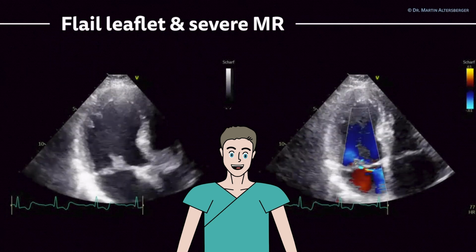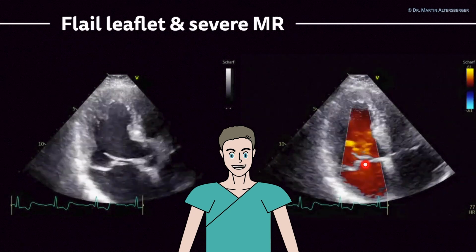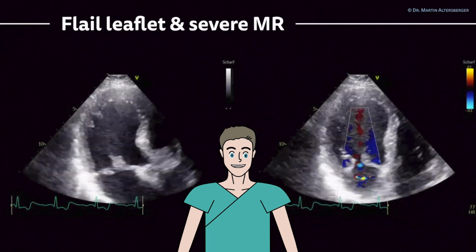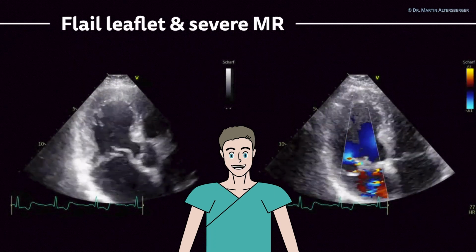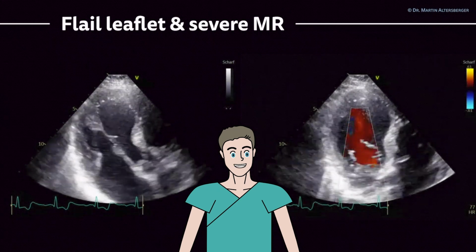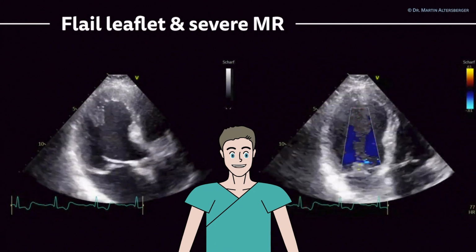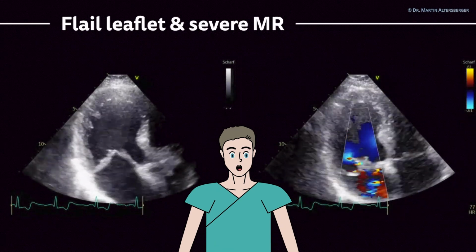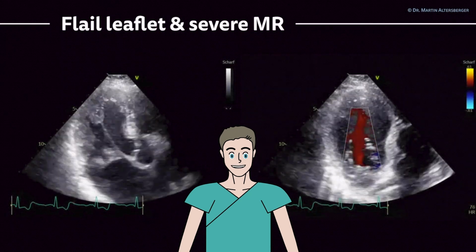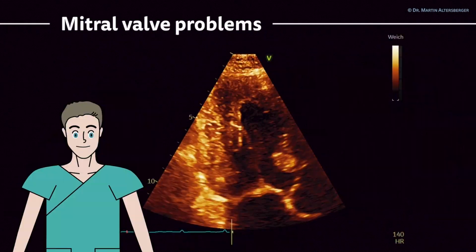And we can see here that the origin is where the flail leaflet is actually at. We have a large convergence zone. We have a mitral regurgitation jet, which is definitely not central, it's eccentric, which is also common in this kind of pathology. So it's a primary MR due to a flail leaflet of the posterior leaflet of the mitral valve.